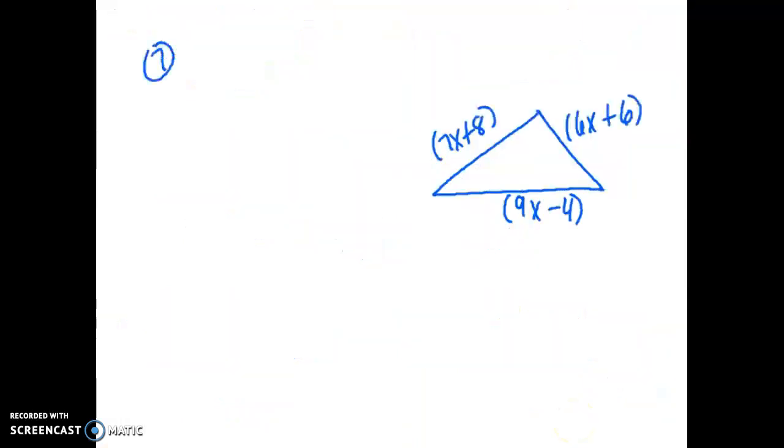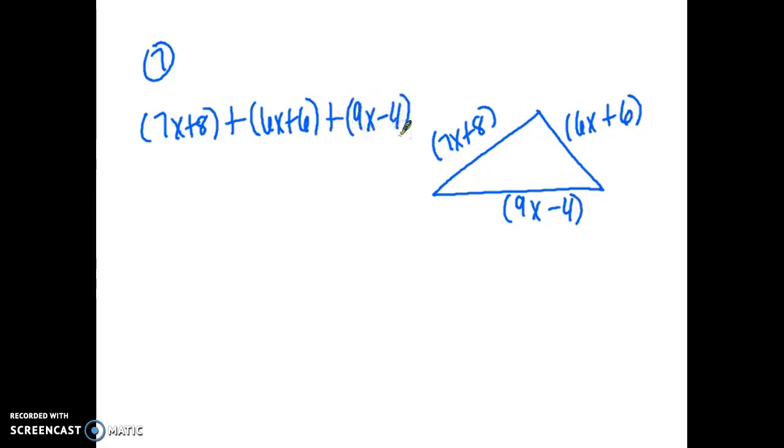Number 7, write a linear expression in simplest form to represent the perimeter of the triangle at the right. Then find the perimeter if the value of x is 10 millimeters. So to find the perimeter, you add up all the sides. So this is 7x plus 8 plus 6x plus 6 plus 9x minus 4. I'm not distributing anything, so I'm just going to rewrite this without parentheses. 7x plus 8 plus 6x plus 6 plus 9x minus 4.